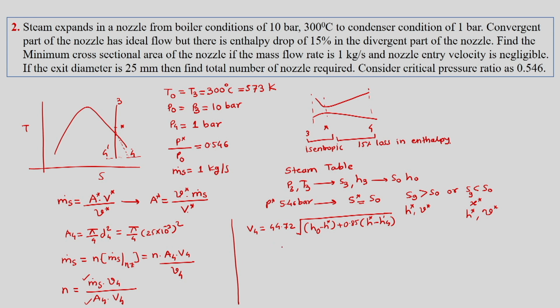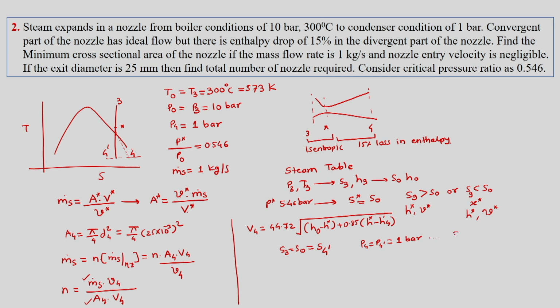For that we will again see S3 is equal to S naught is equal to S dash, S4 dash is equal to S4 dash. So we will go to the steam table, and then in the steam table we will go to P4 is equal to P4 dash is equal to 1 bar. We will go in that and see where we can get S4 dash as equal to S3.